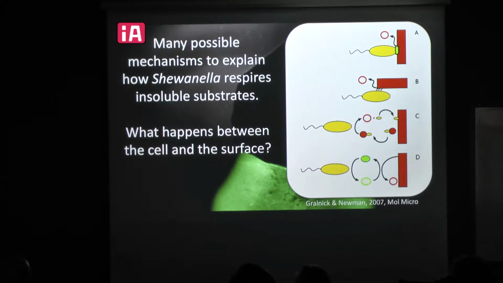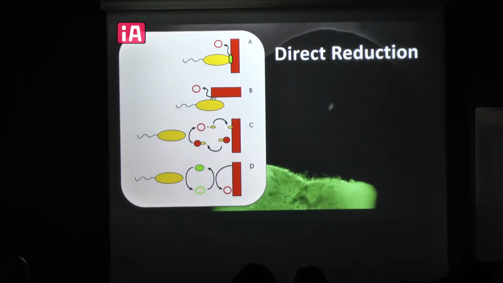Okay, so there's many different possible ways to explain how this might happen. We did a perspective many years ago now on some of the different methods out there. One idea is that the cell is directly in contact with the mineral surface. The mineral is supposed to be the red block here. Iron 2, or reduced iron, is the little red circle.